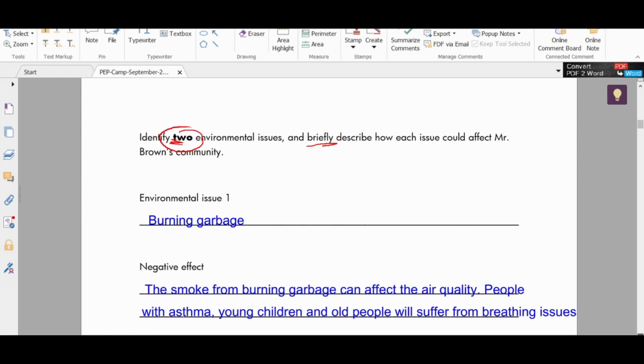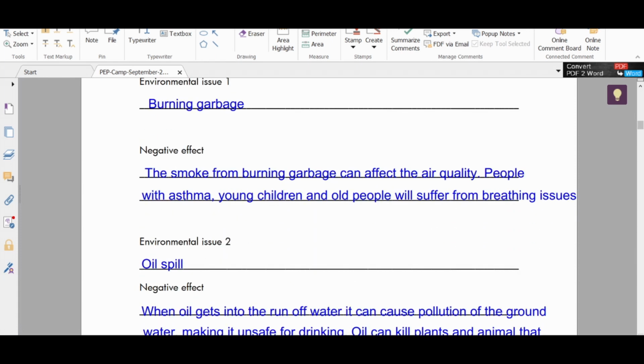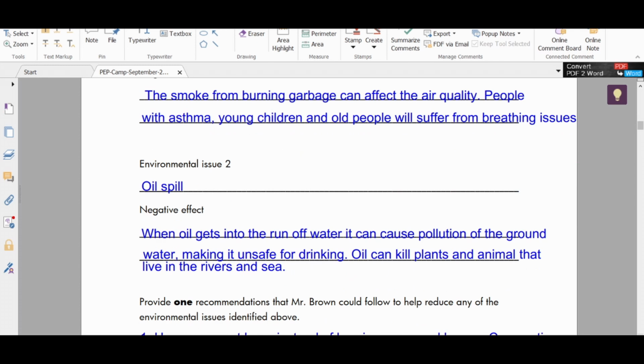We identified several issues, but these are the ones that I have chosen. So we have the issue of burning garbage. What's the negative effect? The smoke from burning garbage can affect the air quality. People with asthma, young children, and old people will suffer from breathing issues. Babies and older people won't be able to breathe properly, and even healthy people will have issues with what's happening.